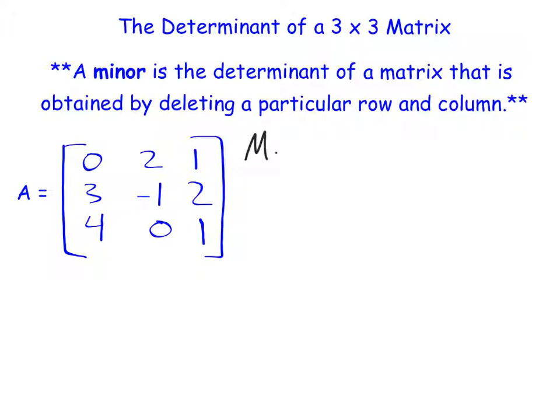We use notation like that. So that's minor 1, 1. That's the one I had drawn in. Then I'm going to take out row 1, column 1, and I would have negative 1 times 1 plus 0 times 2, which would be negative 1. Okay?